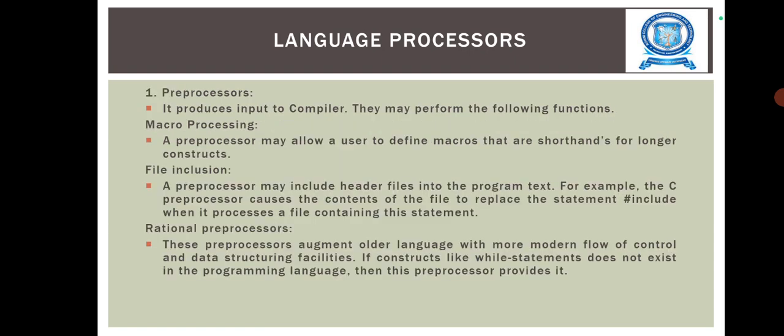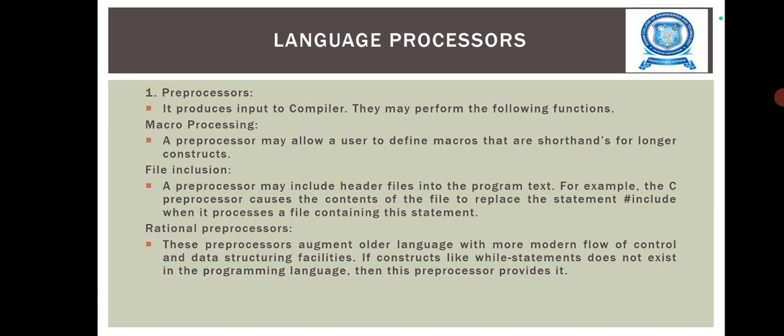Preprocessors. They produce input to the compiler. They may perform the following functions. The first one is macro processing. A preprocessor may allow the user to define macros that are shorthands for longer constructs. File inclusion: a preprocessor may include header files into the program text. For example, the C preprocessor causes the contents of the file to replace the statement, that is hash include, when it processes a file containing the statement.